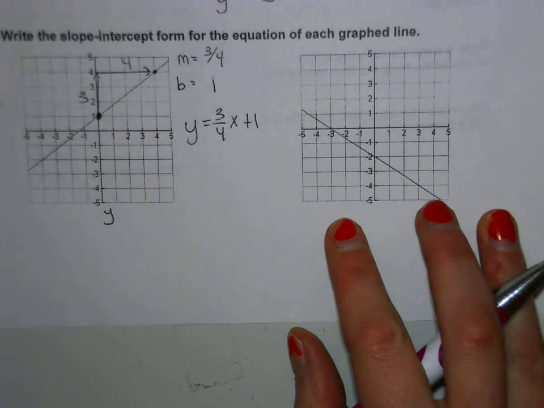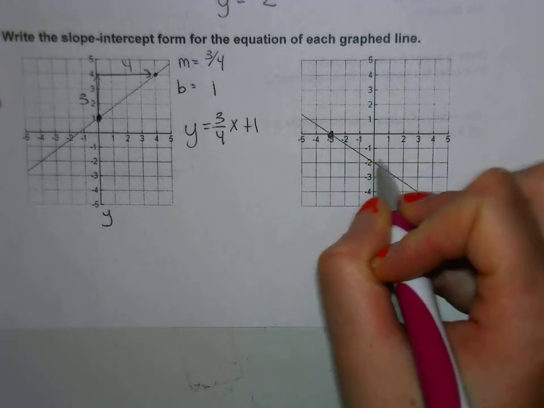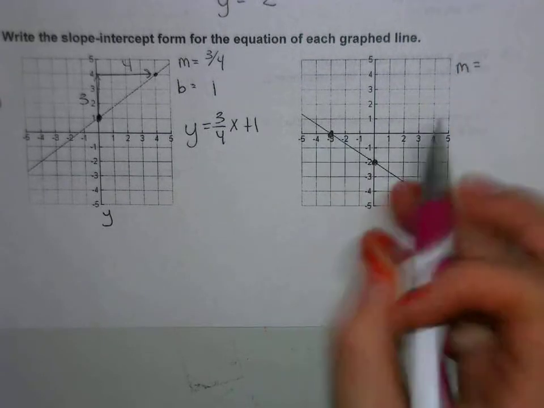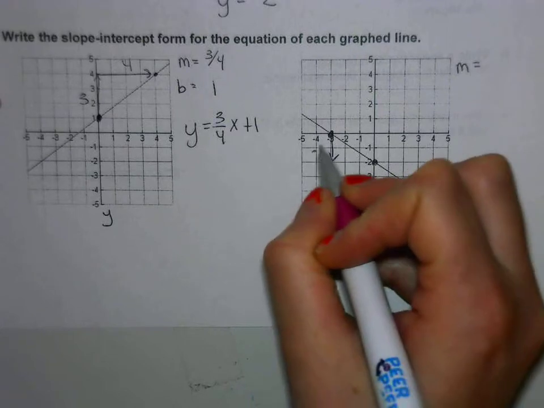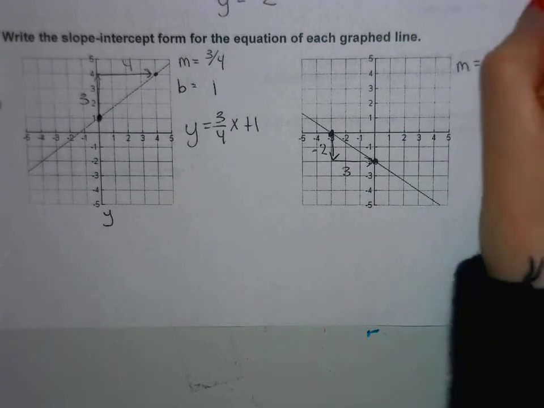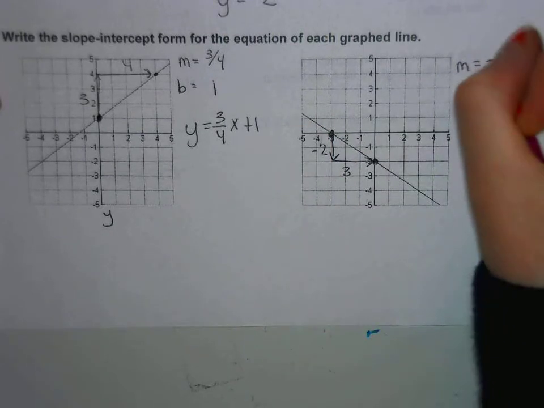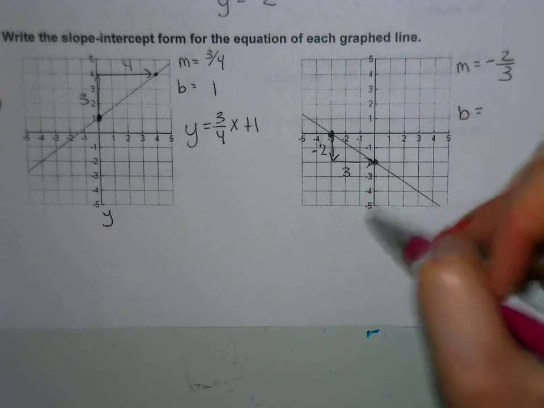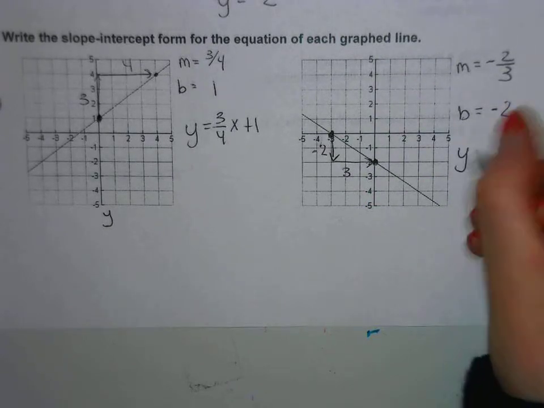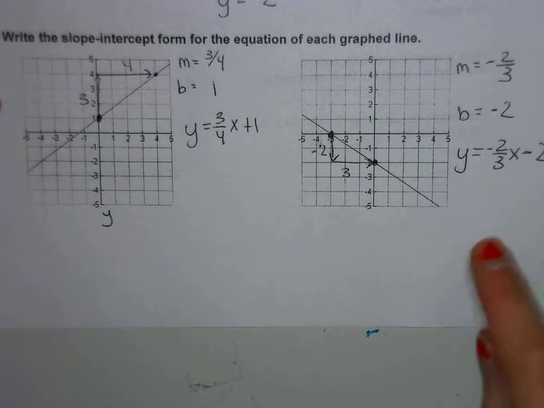So let's look at this example. Our slope, we have a point here, a point there. So to find our slope, if we start at our left point, we're going down 2, so it's a negative. We're running over 3. So our slope is a negative 2/3 because we're going down. It's a negative slope. And our y-intercept, where it crosses this line, is at a negative 2. So we have the equation y equals negative 2/3 x minus 2.